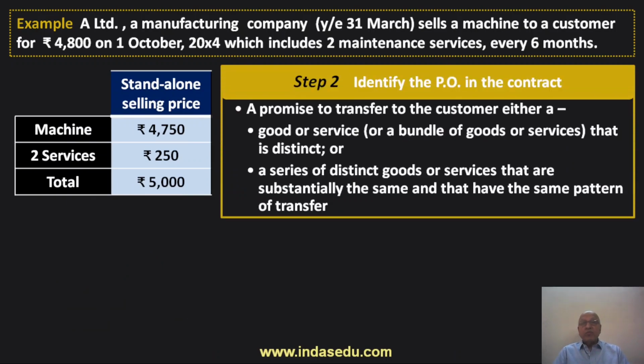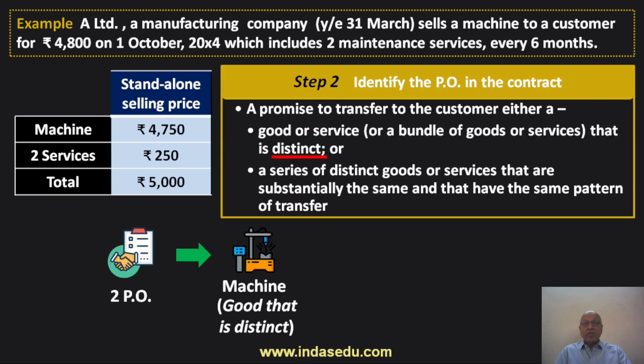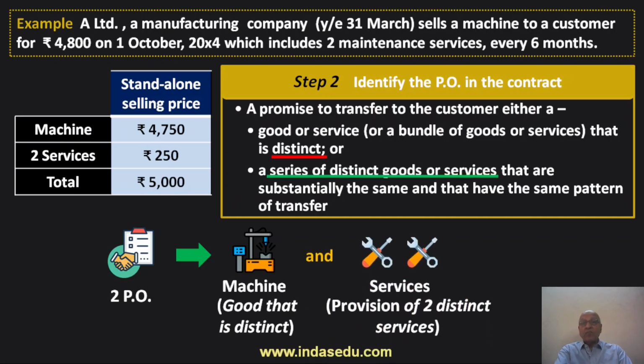Next, step 2, identify the performance obligation in the contract. A promise to transfer to the customer either a good or service or a bundle of goods or services that is distinct. That means what? First thing, they are to deliver one machine that is distinct, or a series of distinct goods or services that are substantially the same and that have the same pattern of transfer.